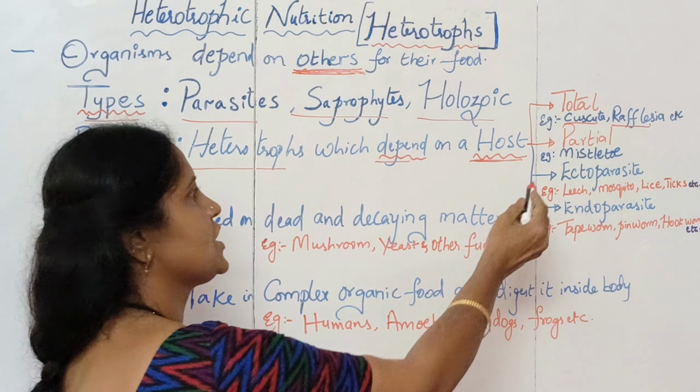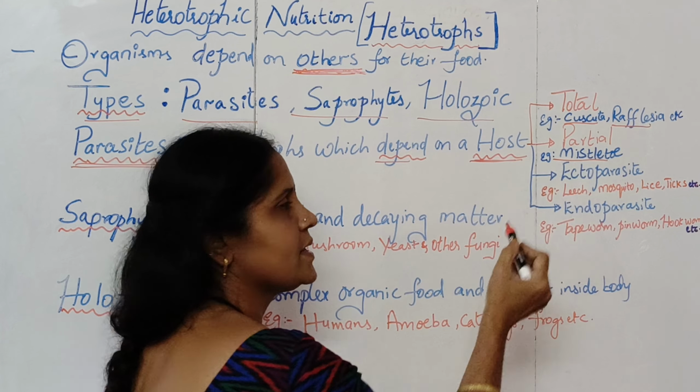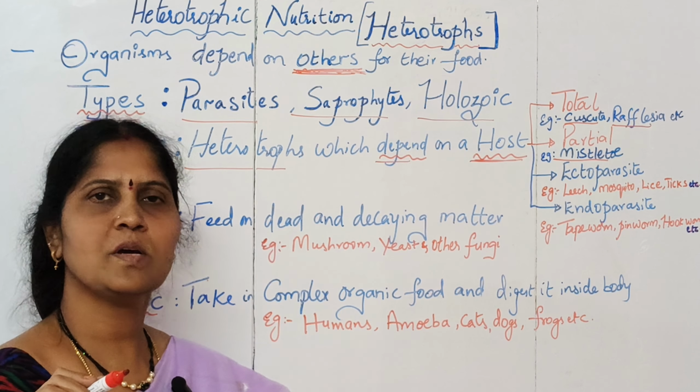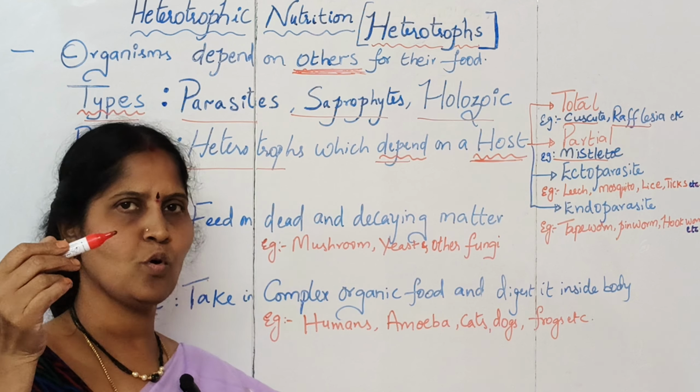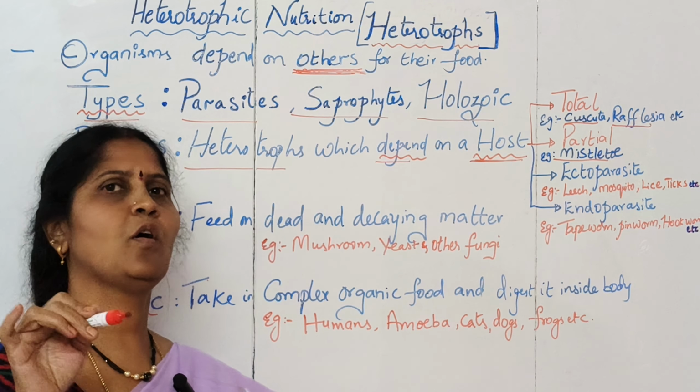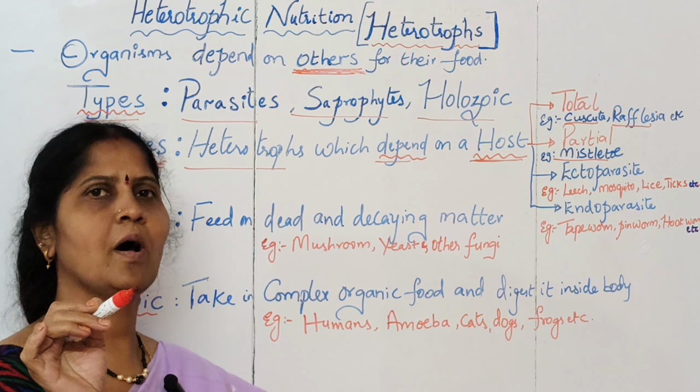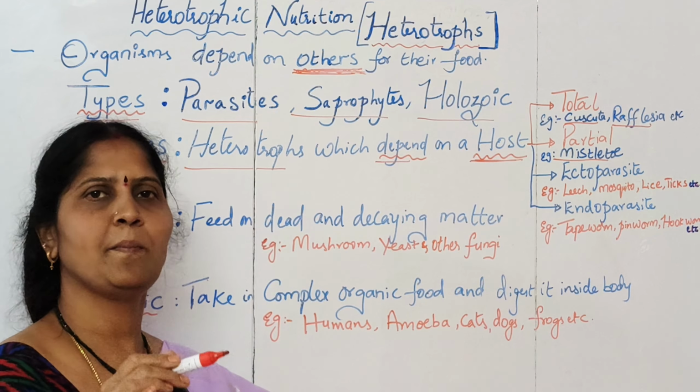Then next we have partial parasites. An example of a partial parasite is mistletoe. Partial parasites depend upon the host organism either for food or for water. Such plants are called partial parasites.